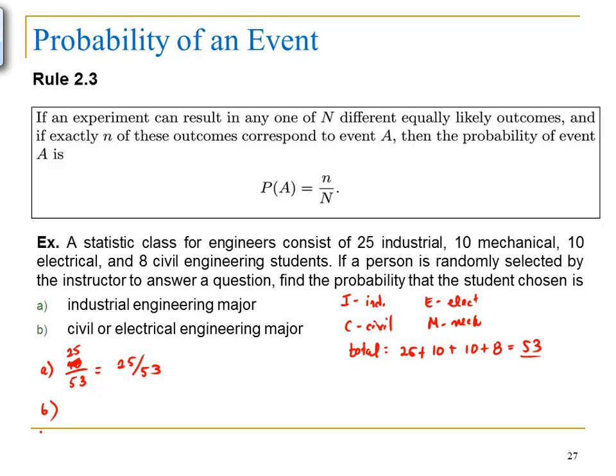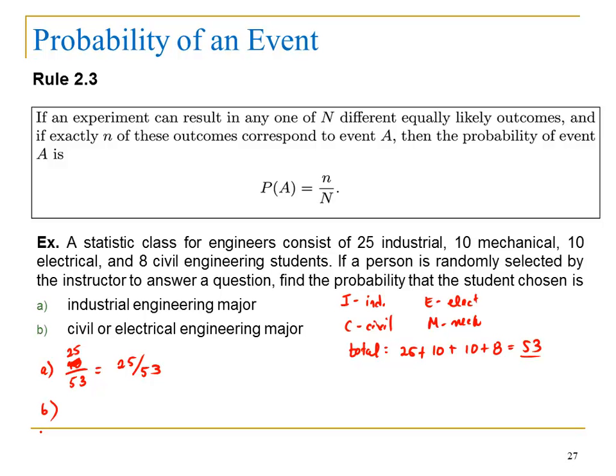Part B. What is the probability that the student is either civil or electrical? Say that again. 18 over 53. Anyone else? That is correct.